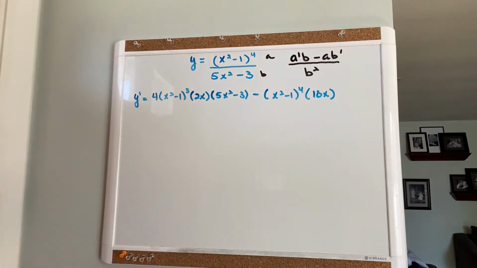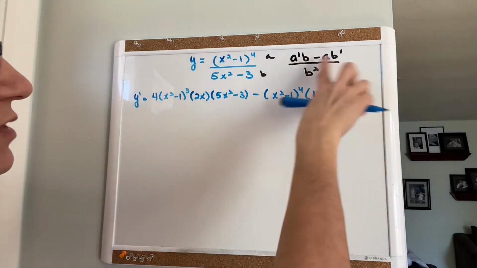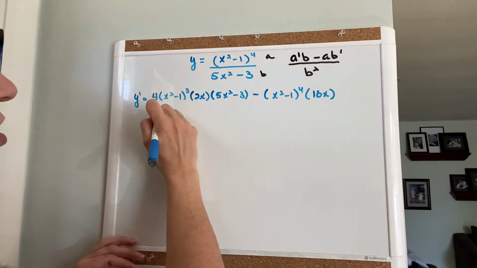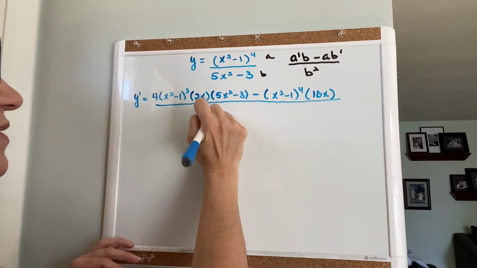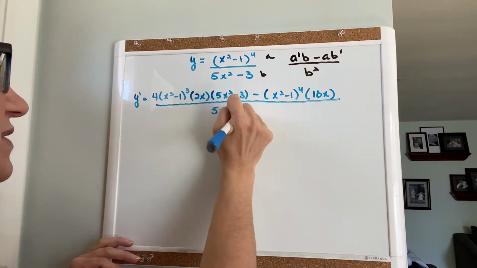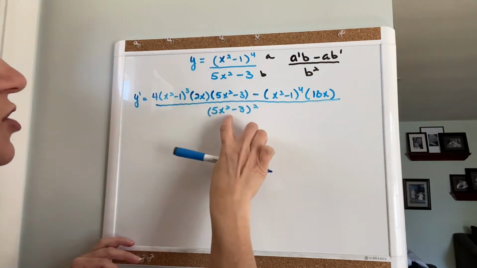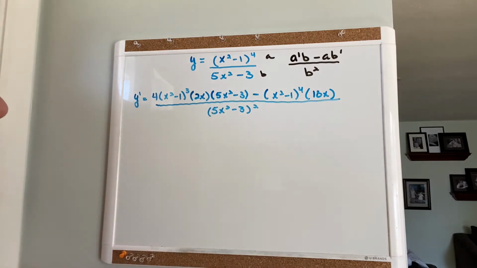All right, this isn't too bad. I couldn't give you a problem that was much longer. I don't have enough board space. But in some cases, this might be a little longer. So we've done the whole numerator. This is all over the denominator squared. So we have 5x squared minus 3, that quantity squared. Don't worry about foiling that out. You can just leave it as the binomial squared.